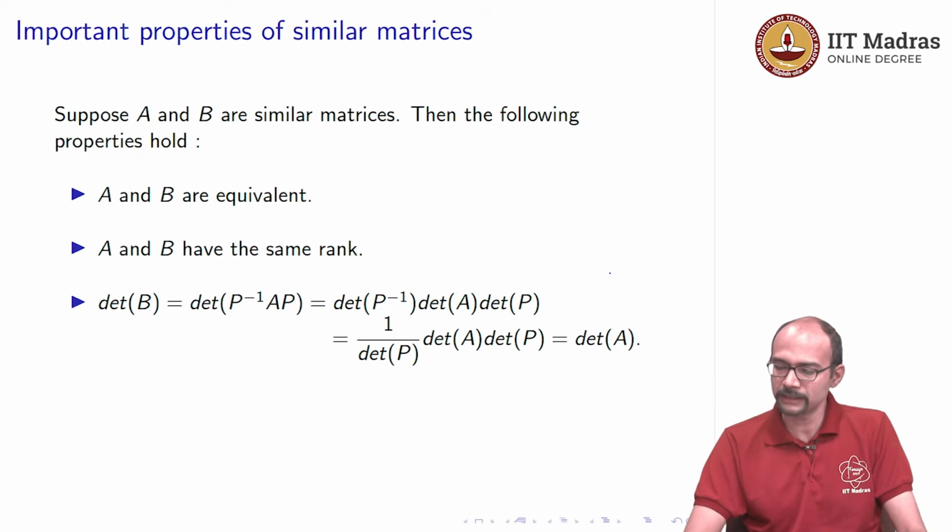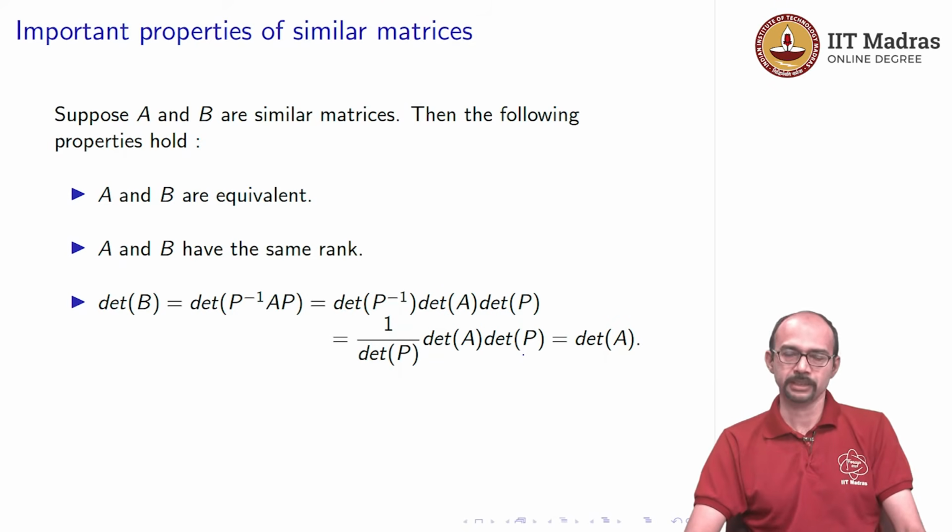So I can write this as 1 by determinant of P, because determinant of P inverse is 1 by determinant of P, times determinant of A times determinant of P. Because these are real numbers, I can shift 1 by determinant of P to the right, and then determinant of P divided by determinant of P gives me 1. So I get just determinant of A. They have the same determinants. This is a very useful property, and you will be using it later on, not in this course, but in a different course.